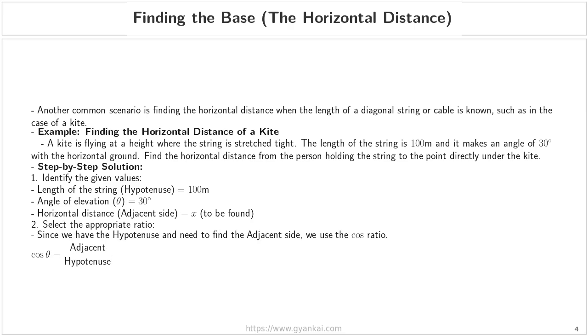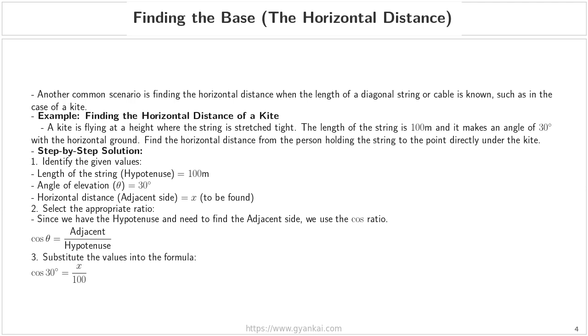Second, we need to select the correct trigonometric ratio. If you recall from our previous slide, we use sine for opposite and hypotenuse, and cosine for adjacent and hypotenuse. Since we are working with the hypotenuse and the adjacent side, we must use the cosine ratio. That is, cosine of theta equals adjacent over hypotenuse. Third, let's substitute our known values into this formula. This gives us cosine of 30 degrees equals x over 100.